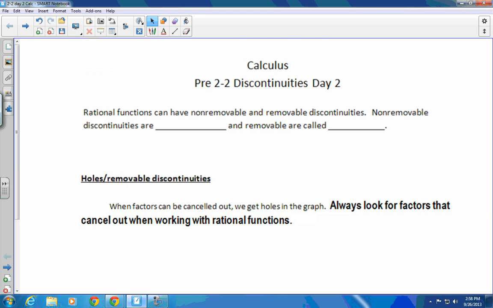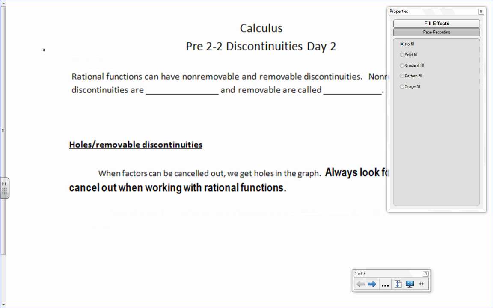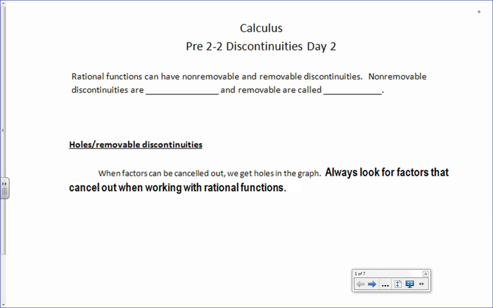All right, so again, before we go on to any more of the limit process, we do have to make sure that you remember discontinuities because they do cause problems. So again, rational functions, that means there's some kind of variable in the denominator. They will have either non-removable or removable discontinuities, or they could have both.